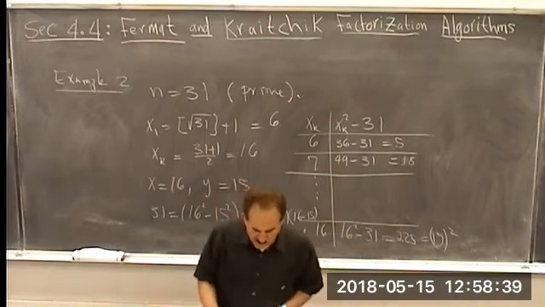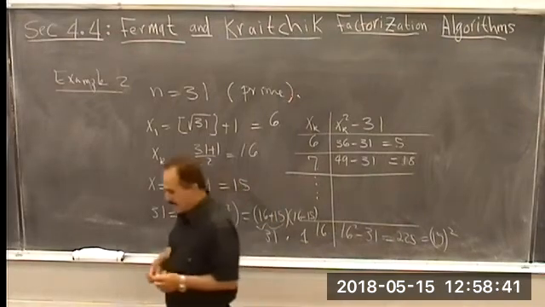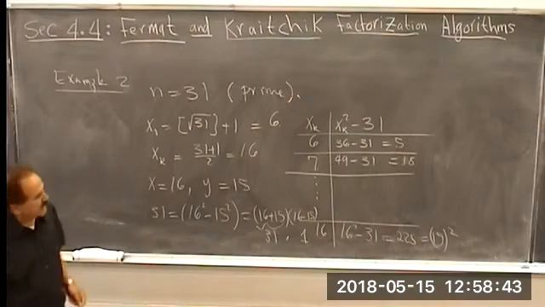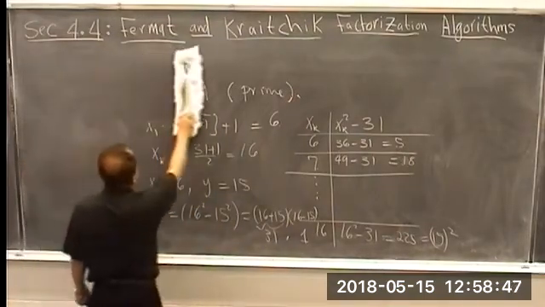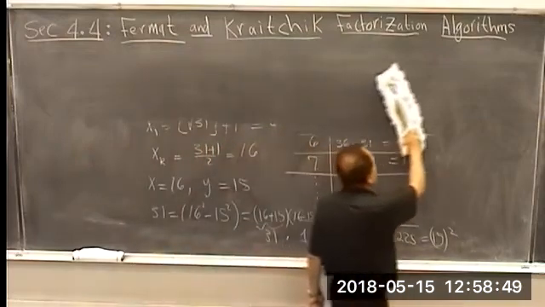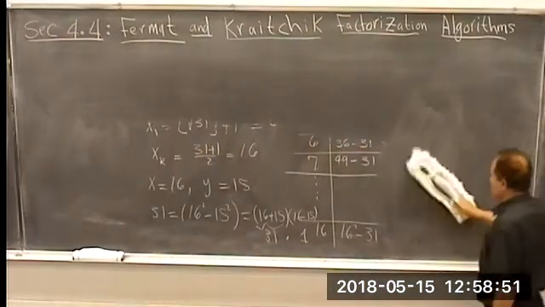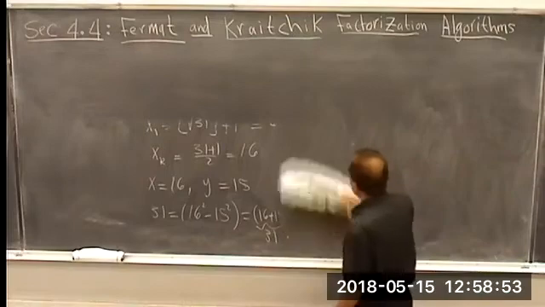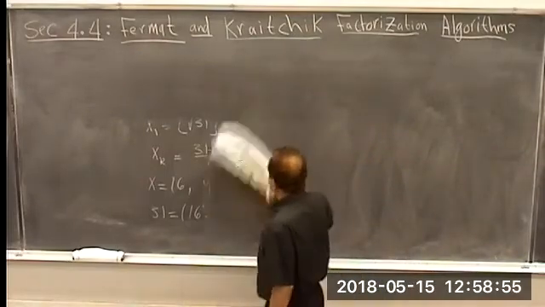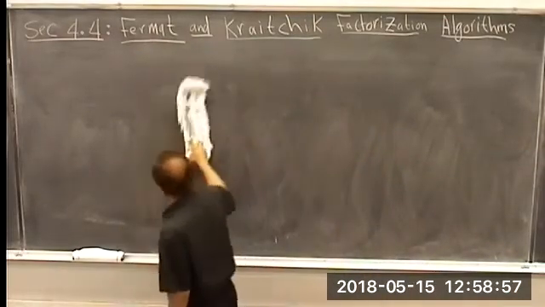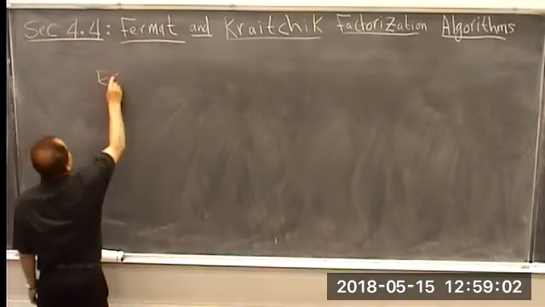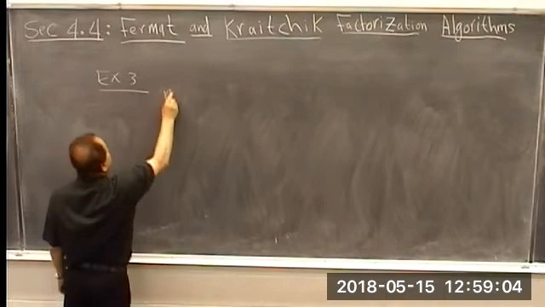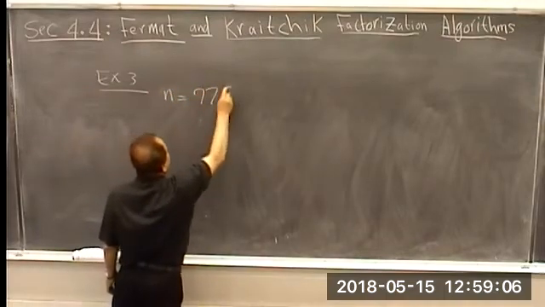All right. We look at another example where we need more than one step, and then I want to look at an example that Fermat himself worked, an example that he used his method to solve. So here's example 3. Let's take n to be 779.